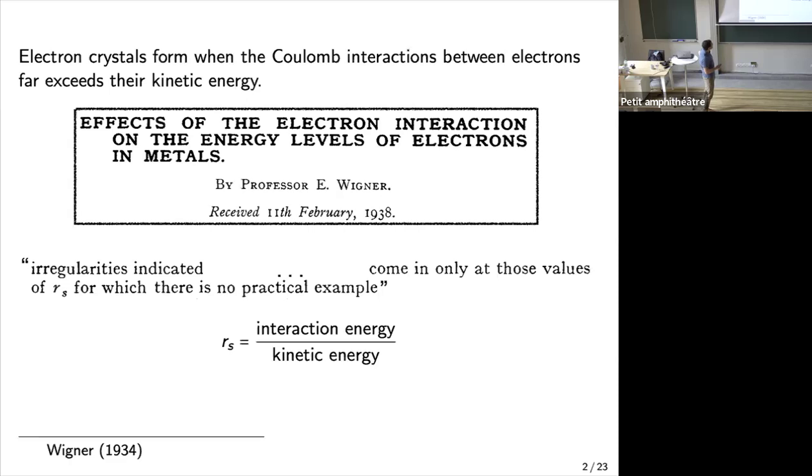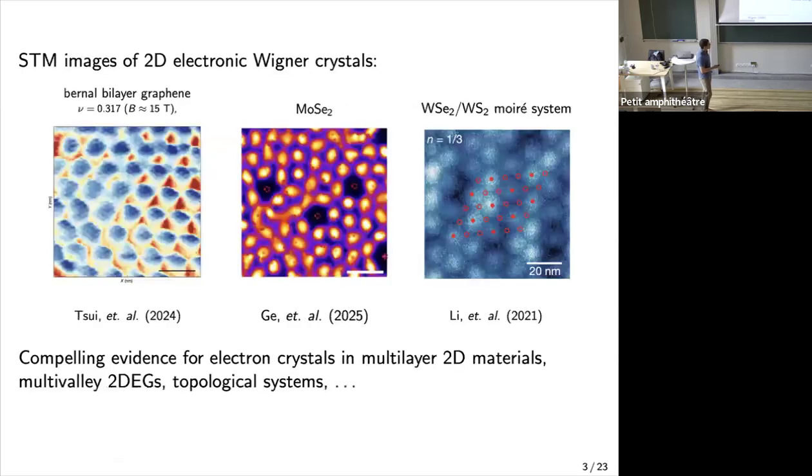But we can now fast forward about 90 years, and with modern two-dimensional materials, we now have a class of systems that can in fact be tuned into this regime of exceedingly strong interactions where one might expect the electrons to crystallize, and in fact they do. And now we even have beautiful STM, scanning tunneling microscopy images of the formation of such 2D electronic Wigner crystals.